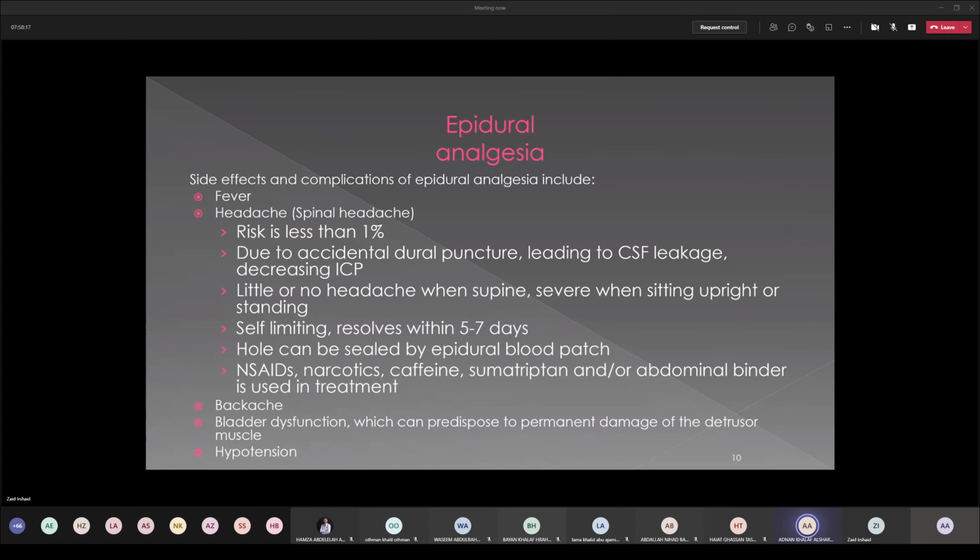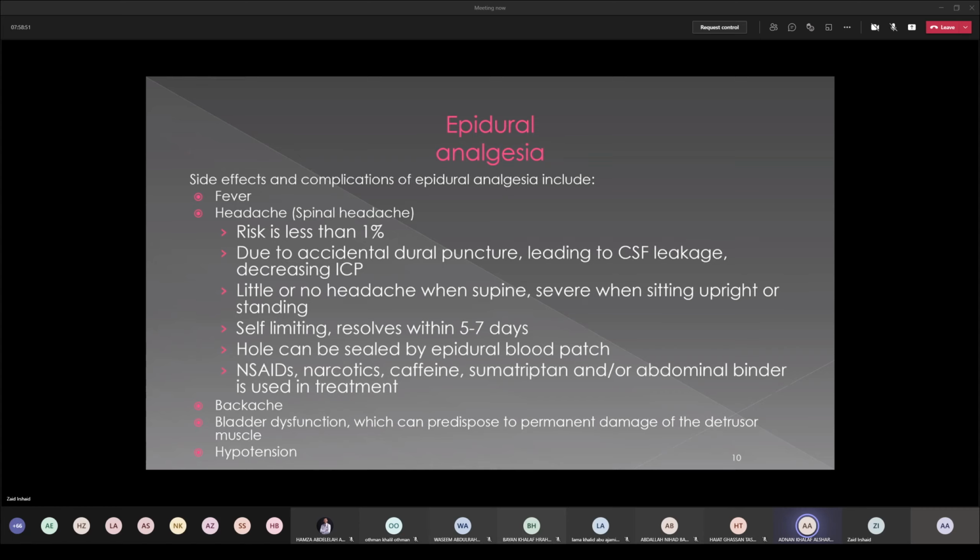Side effects and complications of epidural analgesia include fever, الهيديك، هاي اللي هي الهيديك اسمها اللي هي السباينال هيديك أو اللي هي البوست بانكتشر. The risk is less than 1% due to accidental dural puncture leading to CSF leakage, which will decrease intracranial pressure. Little or no headache when supine, or severe when sitting up or standing. فبالتالي exacerbating factor أو اللي هي الهيديك هذا بنوصفه على أساس انه positional.